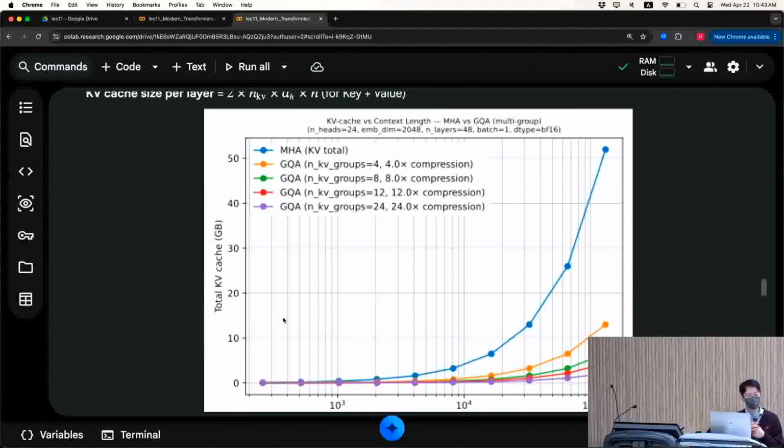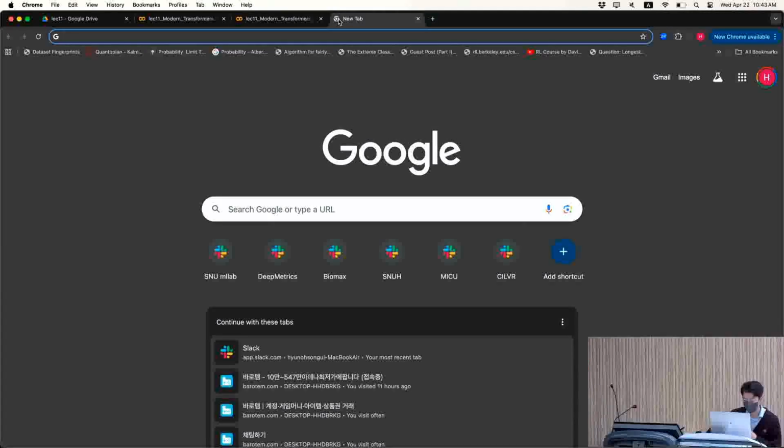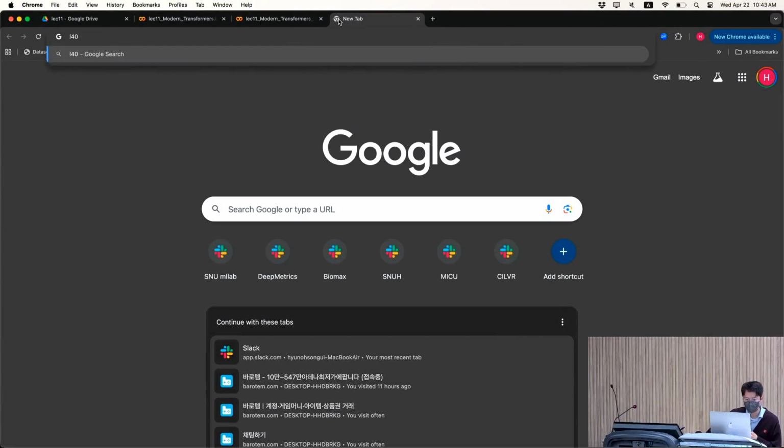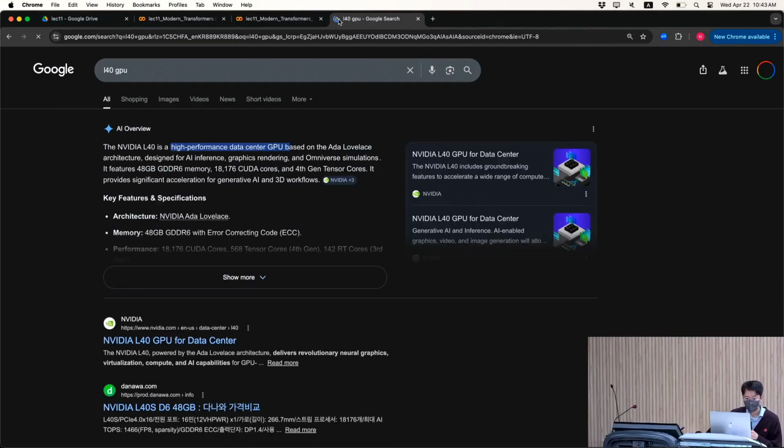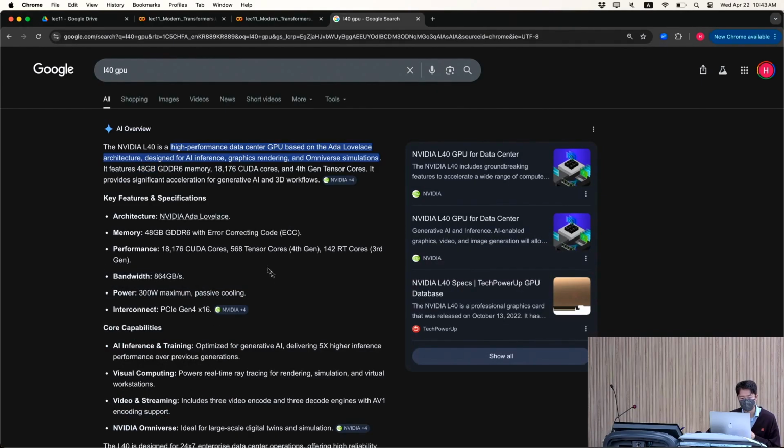So we have procured a good GPU for the project. For each team, you're going to have L40 GPUs. Let's see, it has 48 gigabytes of memory and lots of CUDA cores and bandwidth of 800 gigabytes per second. And you're going to have access to a single L40 GPU per team.